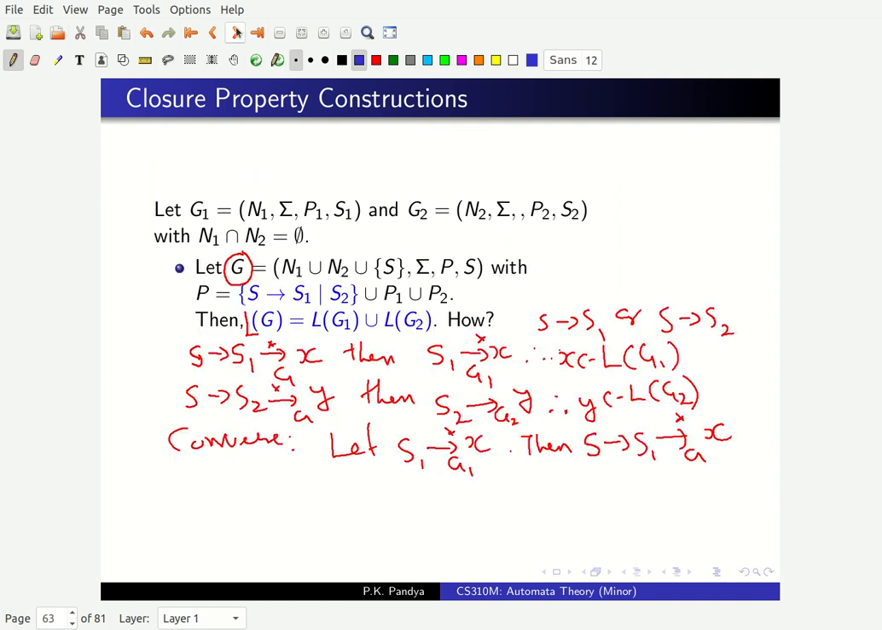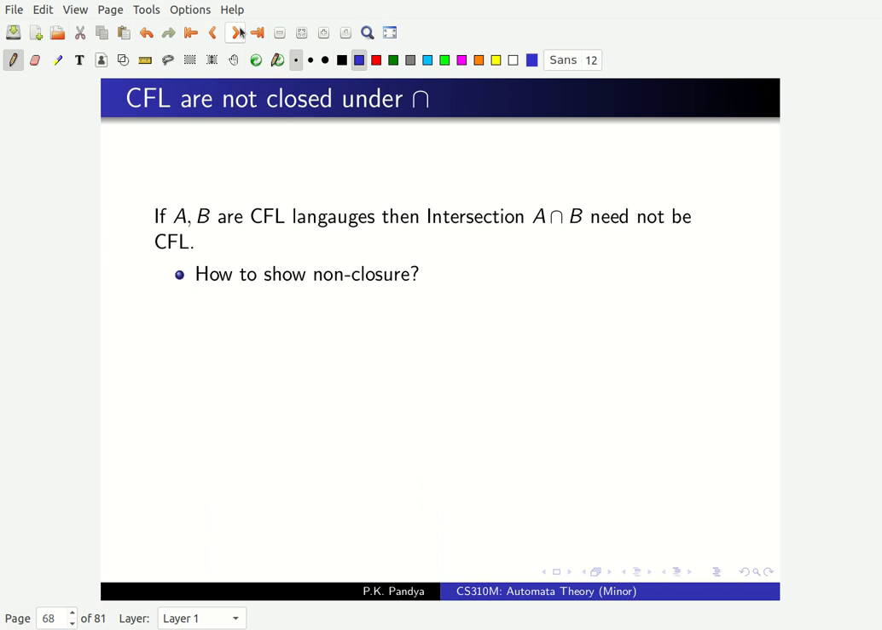Regular languages were closed under some additional operations, particularly intersection and complementation. What happens in case of context-free languages? It turns out that context-free languages are not closed under intersection. What do we mean by that? We mean that if A and B are context-free languages, then their intersection, A intersection B, need not be a CFL. That is, it can be a CFL, but it need not be.